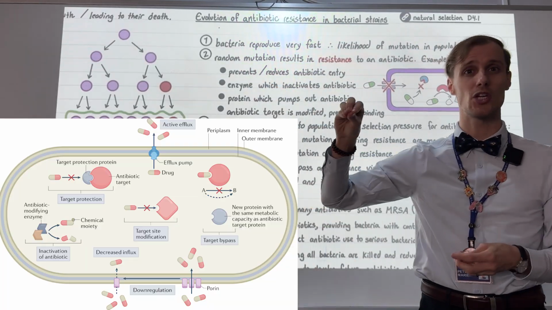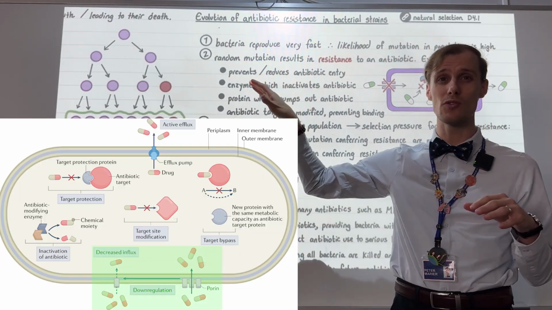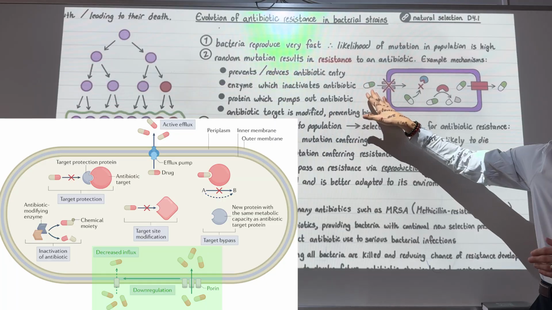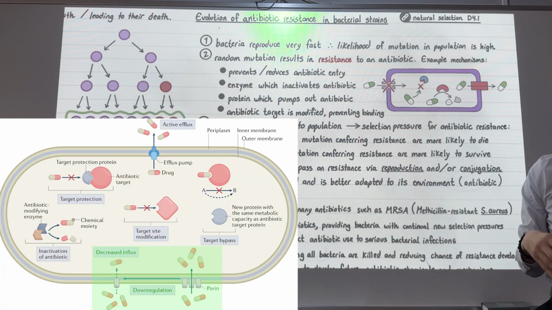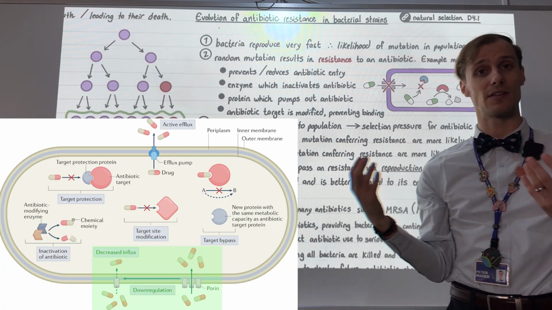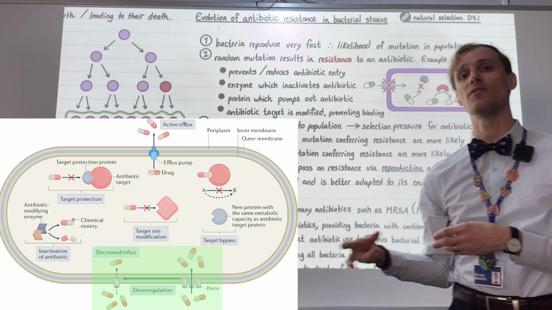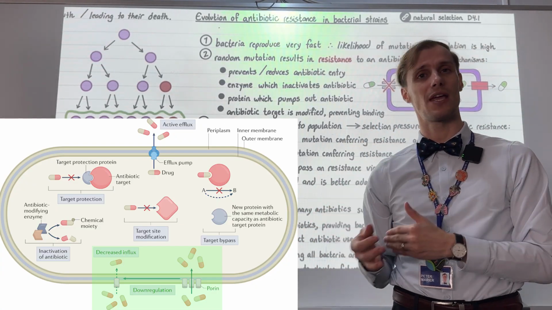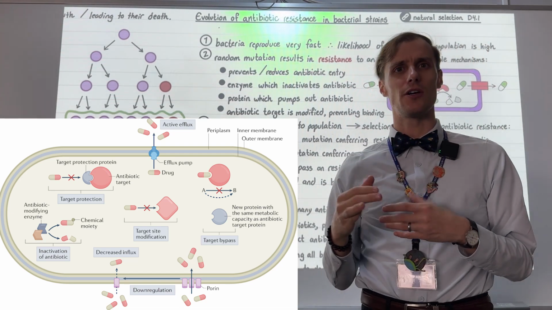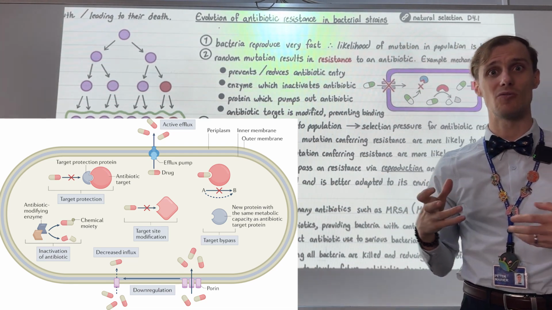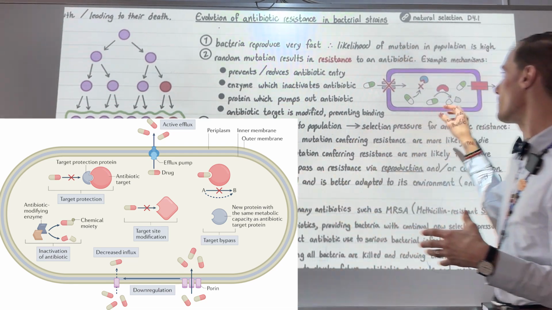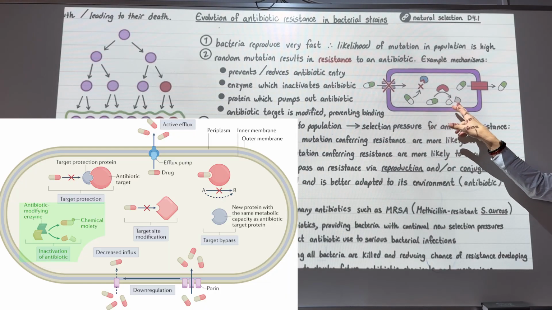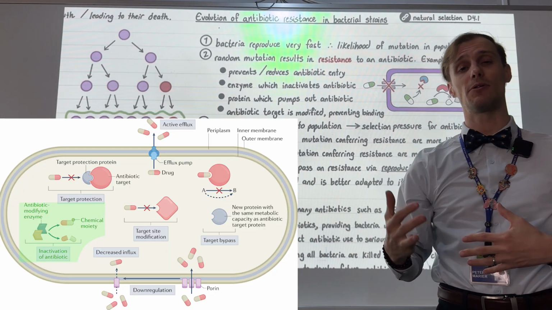There could be a mutation that actually prevents or reduces an antibiotic's ability to even enter the cells. So an antibiotic may still be present around this individual, but this mutated individual cannot actually get the antibiotic entering them, thus rendering it ineffective. In another scenario, there could be a mutation that leads to a new enzyme, and this enzyme is able to degrade or break down this antibiotic before it's able to work.